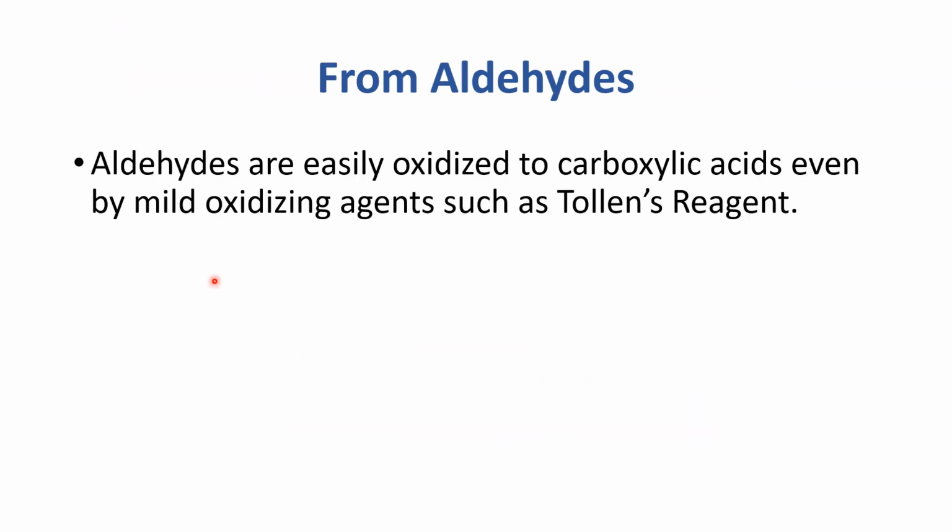Next is from aldehydes. Aldehydes can also be treated with mild oxidizing agents, like Tollens reagent, to obtain carboxylic acid. Ethanal gets oxidized and yields ethanoic acid.